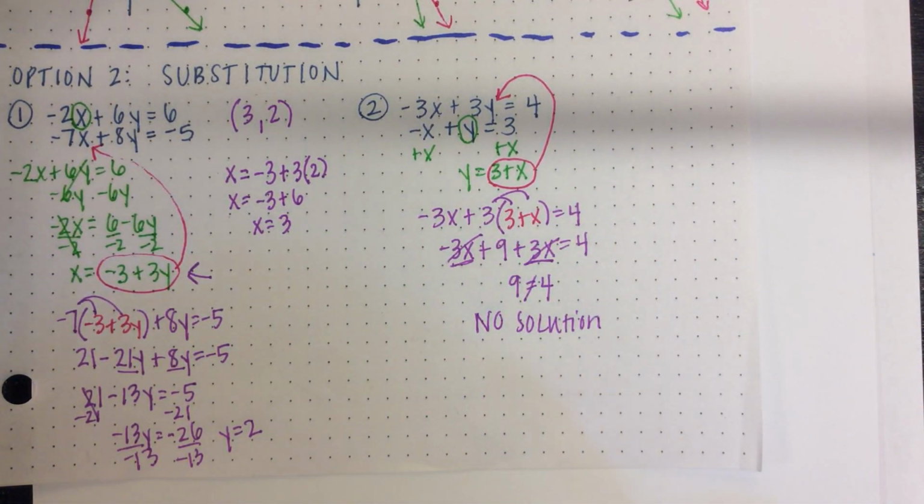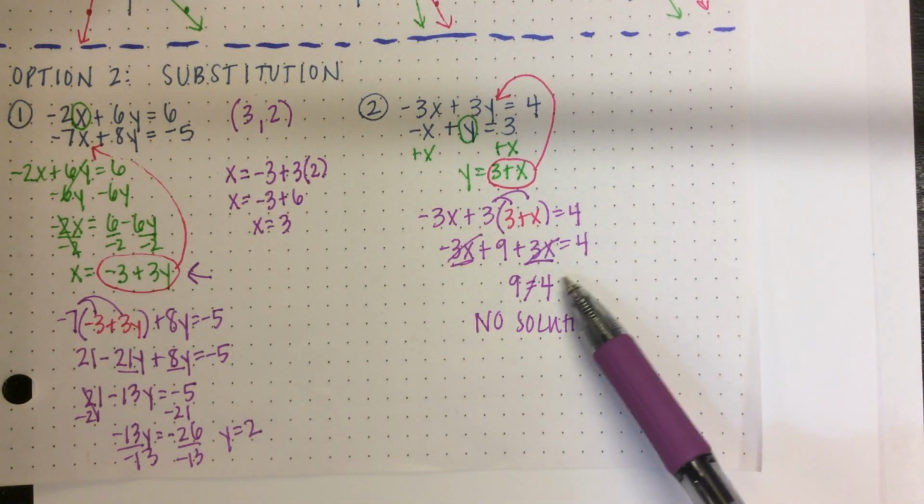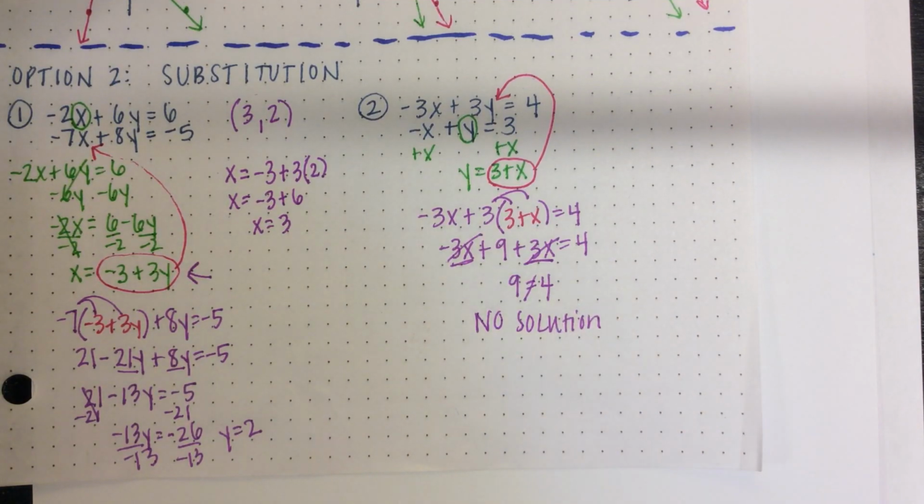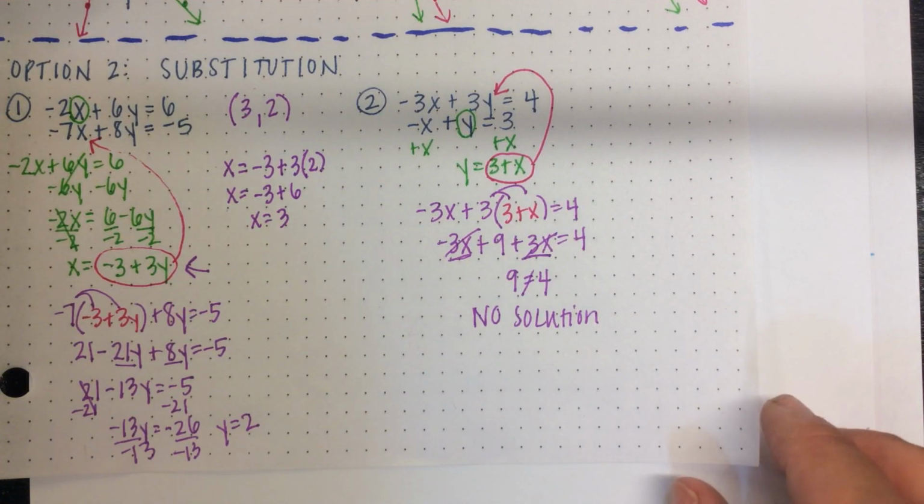Okay, so whenever you're solving, you're either going to get down to numbers and you can figure out your x and your y, or you're going to get down to a statement. And if it's a false statement, it's no solution. That means that these lines are parallel, and had we graphed them, they would never touch.